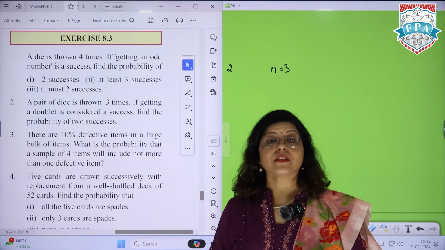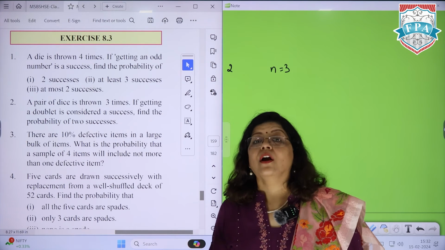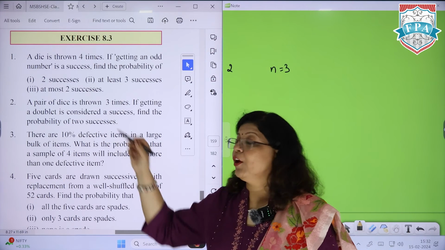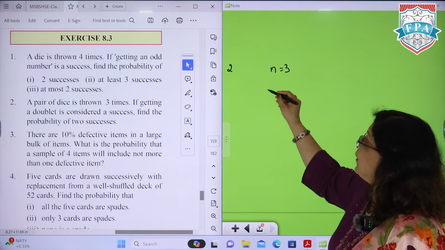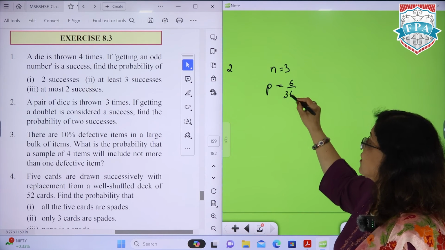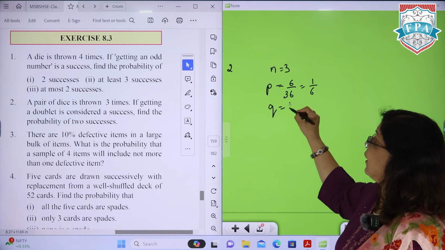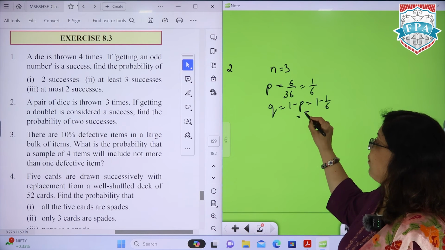Now doublet means 1, 1, 2, 2, 3, 3, 4, 4, 5, 5, 6, 6. Total number of possible outcomes when you are throwing a pair of dice is basically 36. So here P, which is the probability of success, is 6 over 36, which is 1 by 6. Therefore Q automatically is 1 minus P, which is 1 minus 1 by 6, that is 5 by 6.